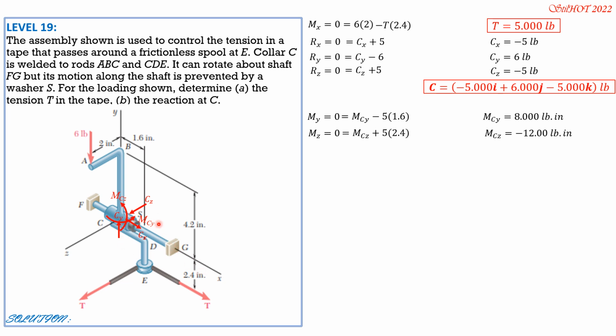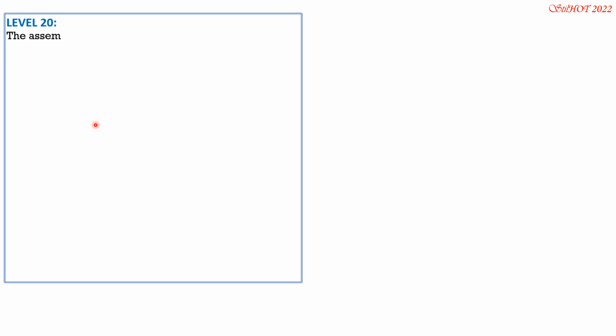Since there's no MCx, the collar can rotate about the axis of the shaft. So MCx is 0. Therefore, MC in vector form is quantity 8j minus 12k pound-inch. So that's it for this problem. The last one in this part.